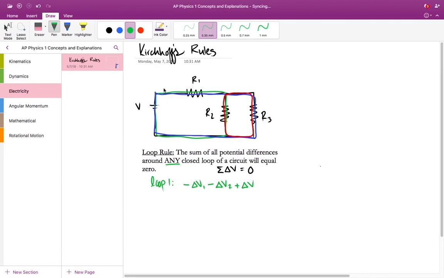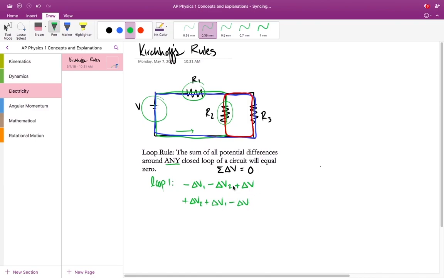Okay, so let's say instead I wanted to go counterclockwise. If I wanted to go counterclockwise, then I would say, okay, well then I'm going in this direction. I go around. This is opposite the direction of my current, and so I would get positive. Let's do it this way. I'd get positive delta V2. Then I would encounter this resistor. I would get a positive contribution from delta V1, and then I would encounter this guy.